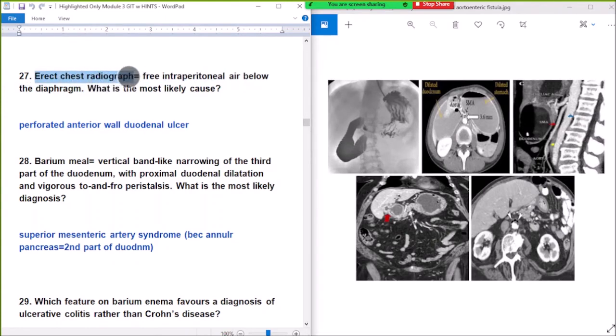Erect chest radiograph shows free intraperitoneal air below the diaphragm, most likely cause perforated anterior wall duodenal ulcer.